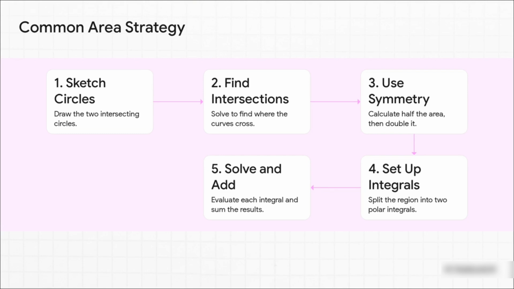We sketch it out. Always, always step 1. We immediately notice it's symmetrical, which is a huge hint we can do half the work and just double our answer. But look closely. The boundary of that shared area is made up of two different circles. That tells us we're going to need two separate polar integrals, one for each piece. Then we just add them up.